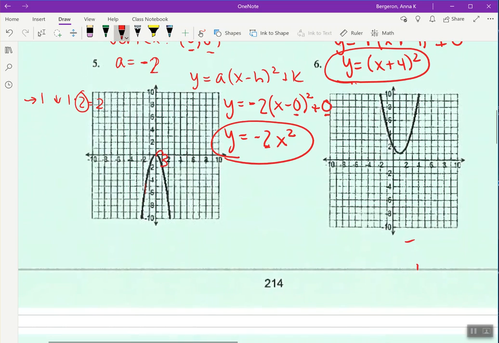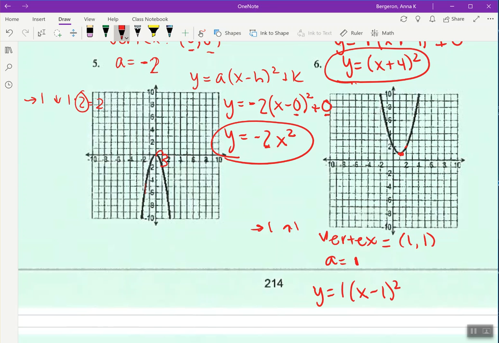All right, so one more if we go to number 6. So I need my vertex, and I need my a value. So my vertex is right here at 1, 1, and my a value, so did my graph go over 1, up 1? Yes, it did, so that means that the a value is just 1. So I have y equals 1 times x minus 1 squared, right? This goes inside my parentheses, this one goes on the outside.